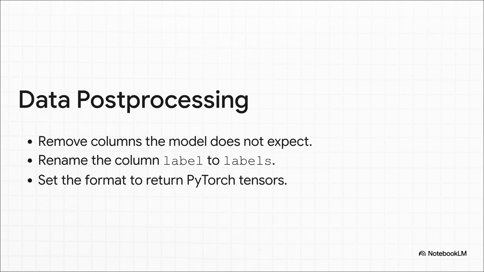First things first, we need to do a little bit of data cleanup that the trainer normally just handles for us automatically. We'll get rid of any columns the model isn't expecting. We'll rename the label column to labels with an S at the end because that's what the model is looking for. And finally, we'll set the dataset format to return PyTorch tensors instead of plain old Python lists.